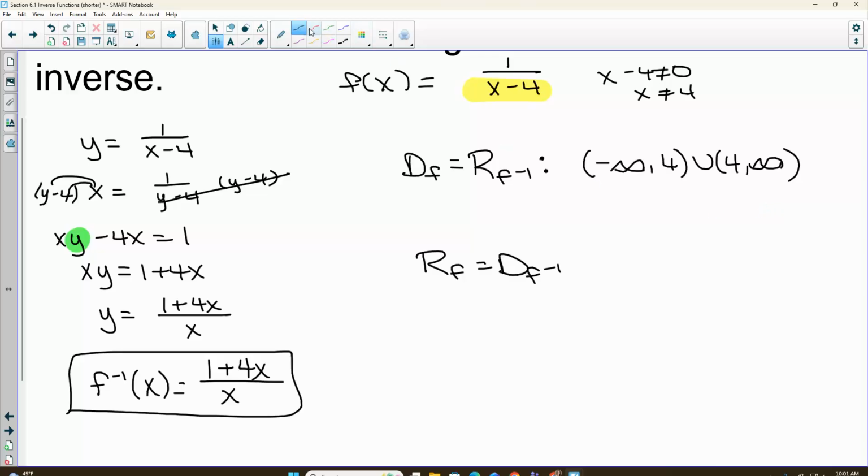Right, for the inverse, it's harder to look at it and know the range of the function, but I can look right here for my inverse and get the domain. It's a fraction, and in a fraction, the bottom can't be 0, so x can't be 0. So negative infinity to 0, union 0 to infinity.